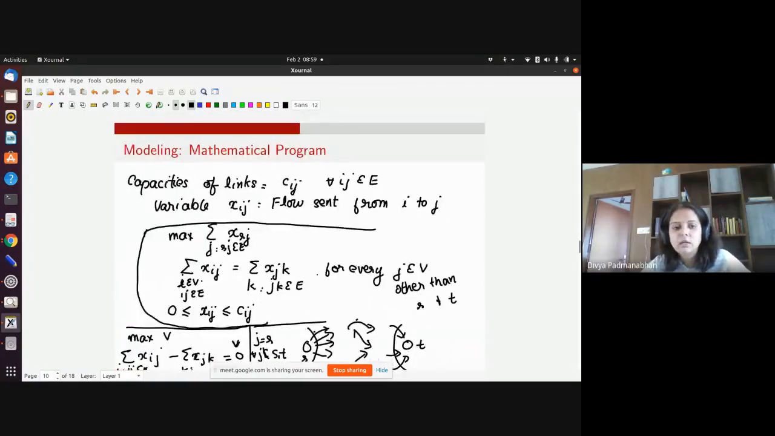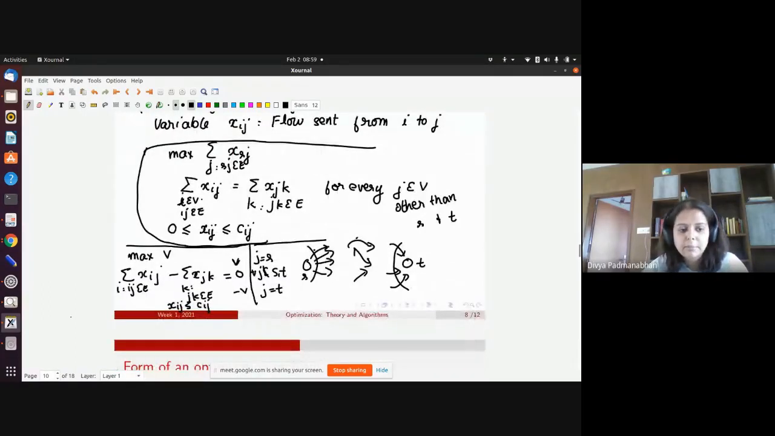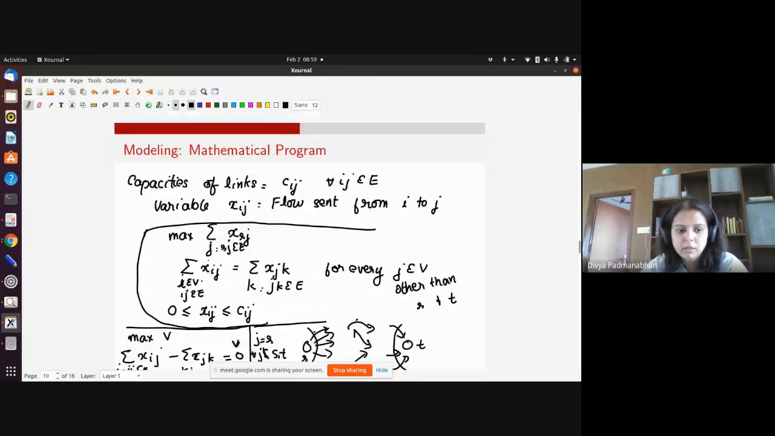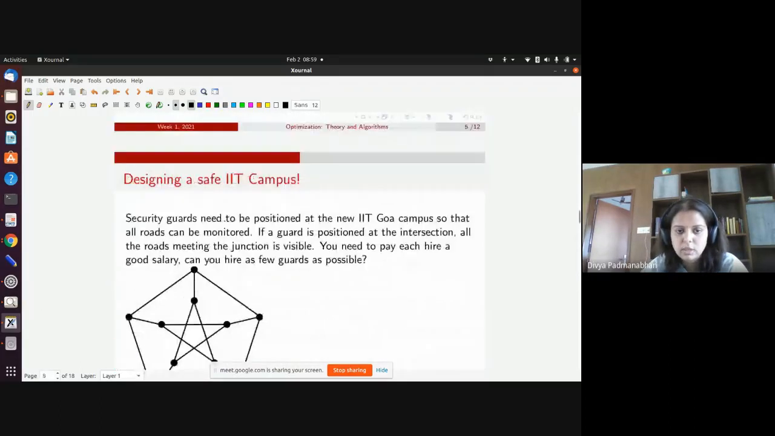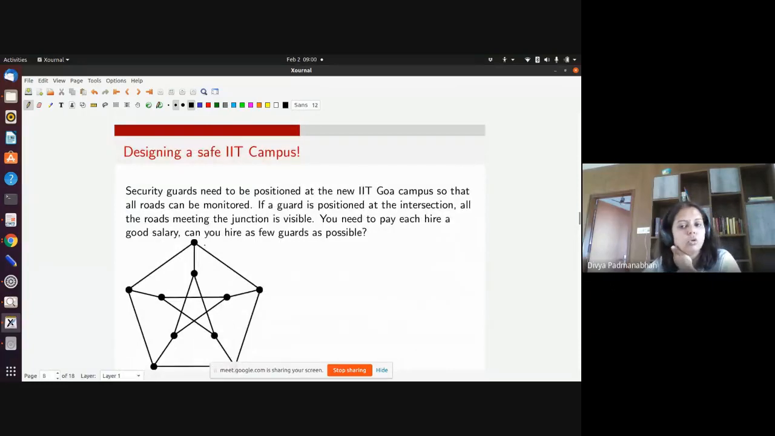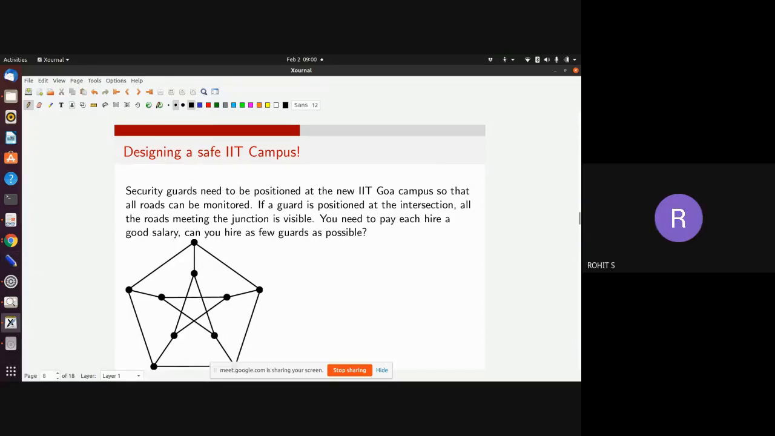So now let's also take the other example, the one with the security guards. You have to position them on the campus. Let's just try to do this also. Let's try to write a formulation. Ma'am, that other screen, could you go back?